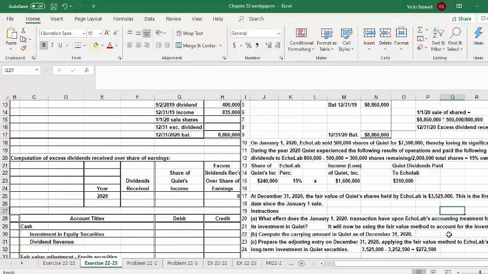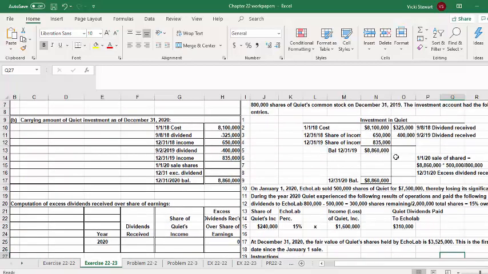So the first thing in Part B, it states compute the carrying amount in Quiet as of December 31st, 2020. So we have to compute first what the credit would be for the sale of the 500,000 shares. The balance in the investment account at that time was $8,860,000. We multiply that by the number of shares sold, 500,000, and divide by the total number of shares owned of 800,000, and we get an amount of $5,537,500, and that would be credited to the investment account.